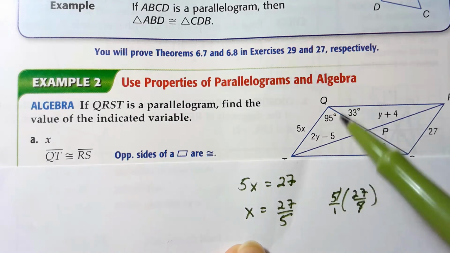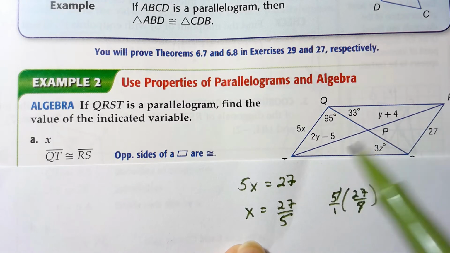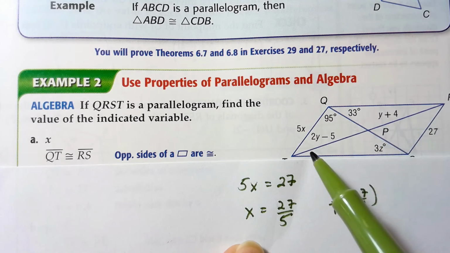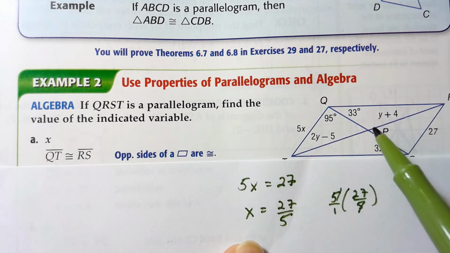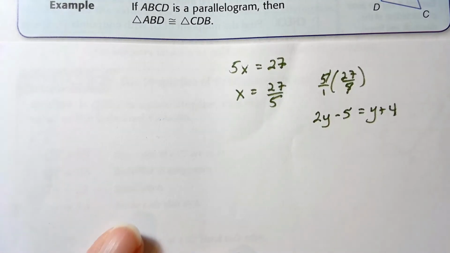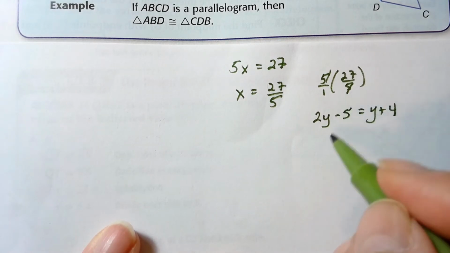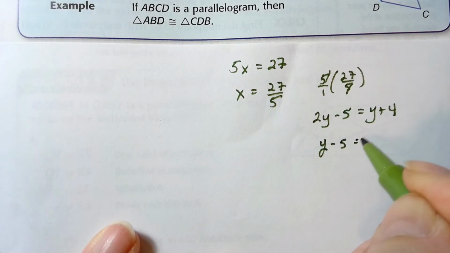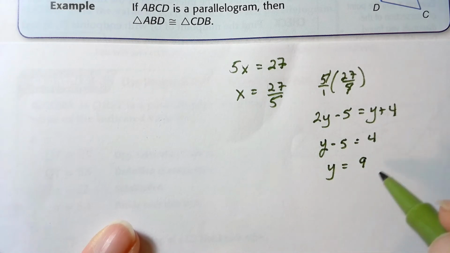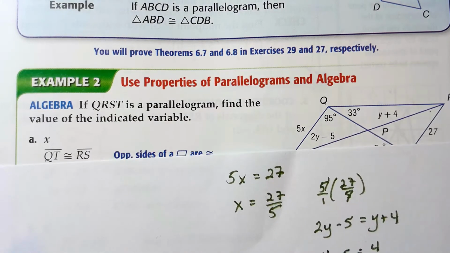Now I'm going to try to find y. Here's a 2y minus 5 and this is y plus 4, and I know that the diagonals bisect each other. So this piece of the diagonal is equal to that piece of the diagonal. 2y minus 5 is equal to y plus 4. Subtracting y from each side, I get y minus 5 is equal to 4. Adding 5 to both sides, I get 9. So y is 9.